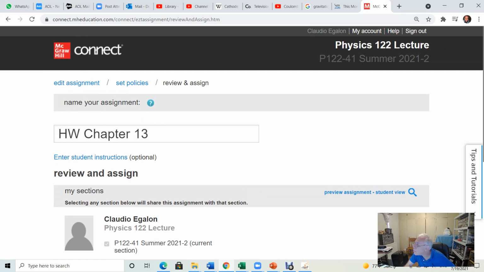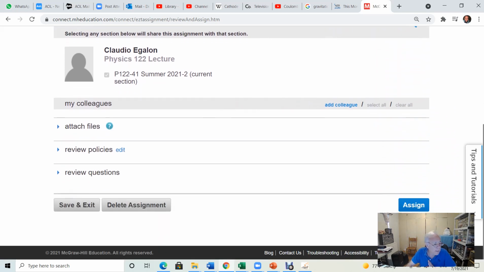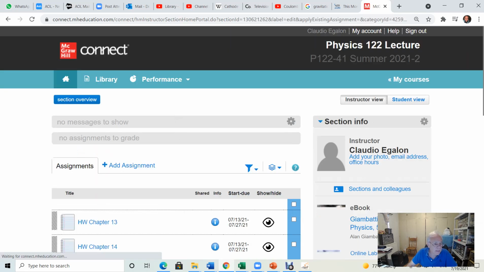Can we allow multiple attempts to check our homework problems before we submit the assignment? Yeah, so it's already allowed for multiple attempts. The only problem is that you have to start all over again. Hopefully it has changed. Let me save and exit.